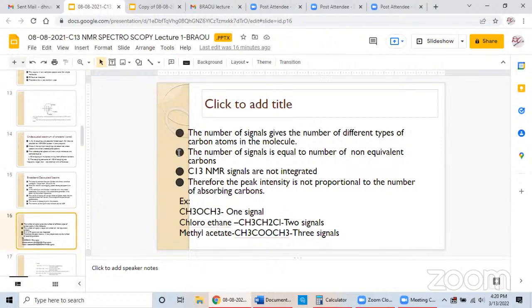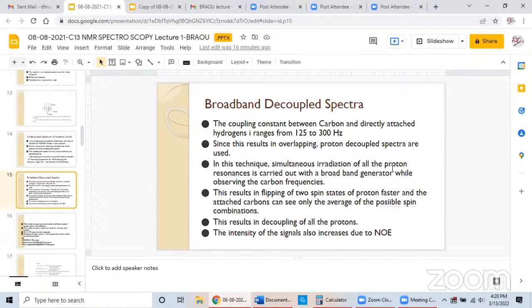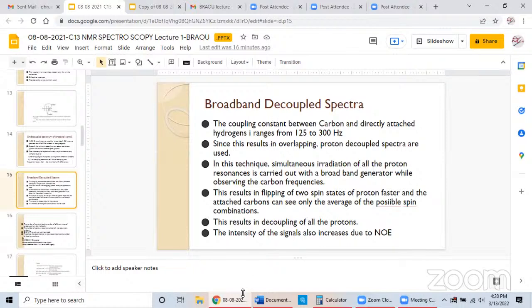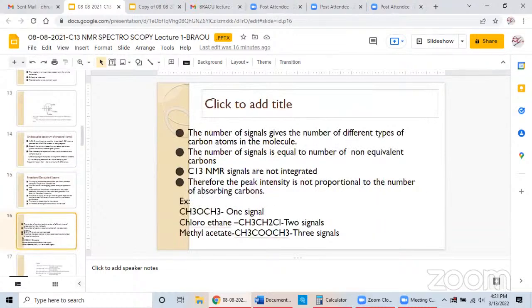So we are using two sets of radio frequencies: one to observe carbon signals, the other to decouple all the protons present in the given molecule. With the result, all the protons are decoupled, and carbon is observed as a singlet. Now, what is the information you get from this? Signal intensity increases, and all non-equivalent carbons appear as singlets. We'll see this with an example, in this spectrum.